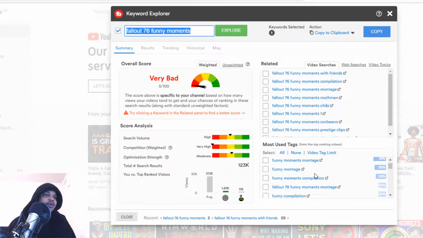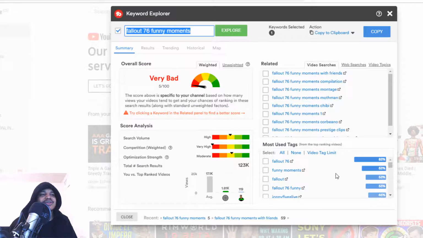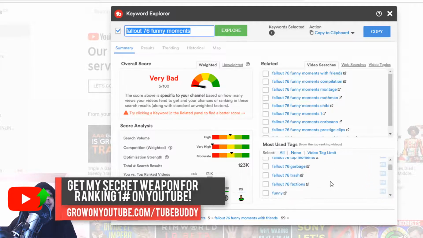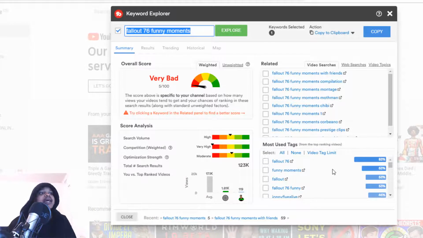Now you can also look at the most used tags, although I don't really use this sort of stuff. You can find some good tag ideas from here if you're looking through this, and you can find different types of tags that people are using that maybe are working for them. Or you'll find that a lot of people are using tags that are terrible, like funny moments. This would be a terrible tag. Fallout, that would be a terrible tag. So take the most used tags with a pinch of salt. I like to do my tags myself.